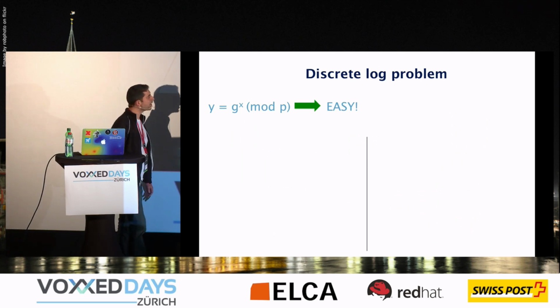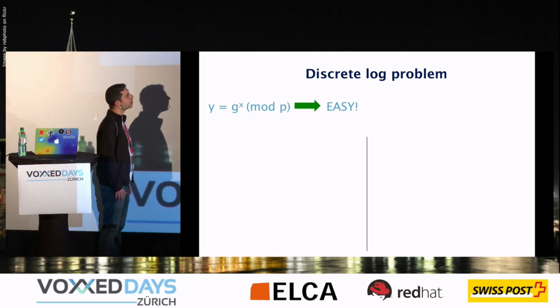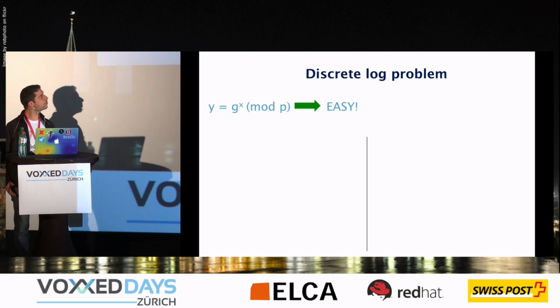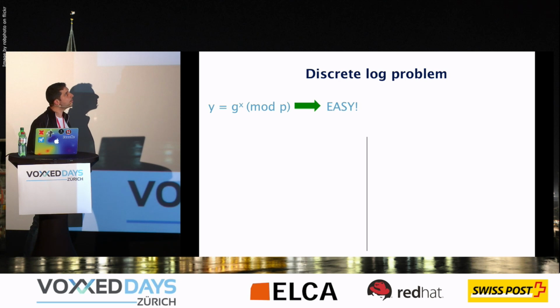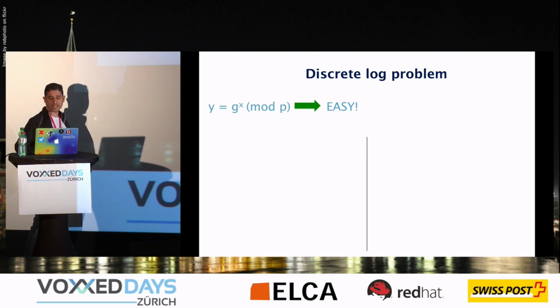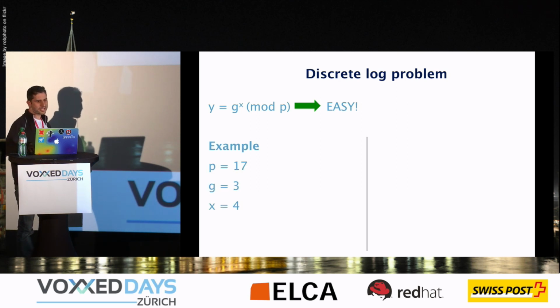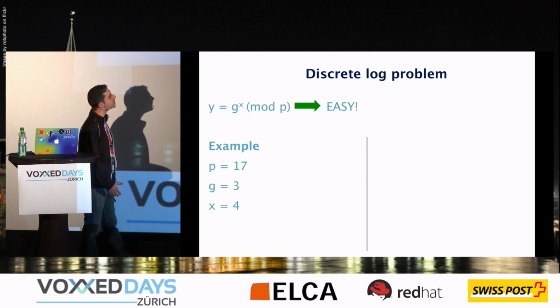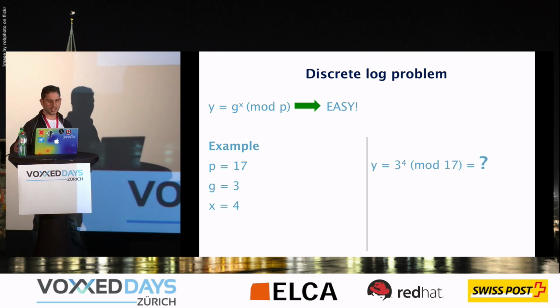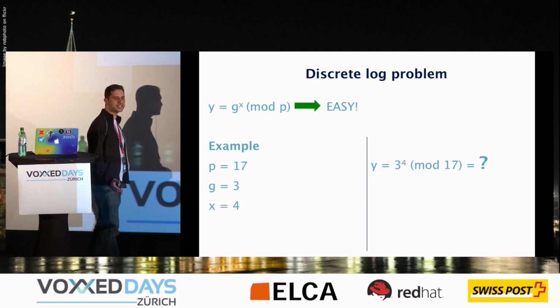The one that we'll explore today is the discrete log function. The easy part is modular exponentiation. It's really easy to do. All you need is a p, usually a prime number, and a generator. For example, if you have the prime number 17 and the generator is equal to 3, it's actually really easy to do this operation, like 3 to the 4 mod 17.